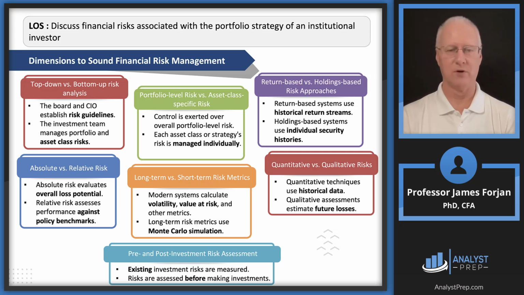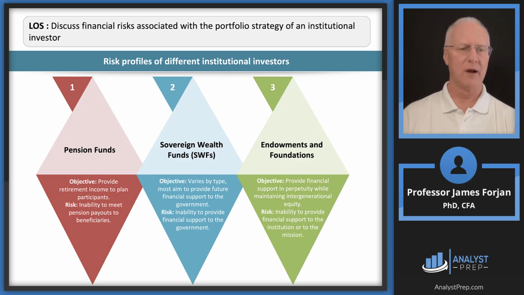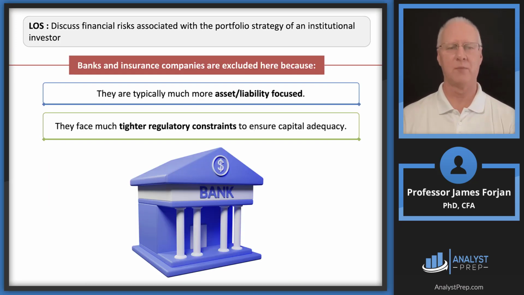You know about absolute versus relative risk. We've done this multiple times. I'll just tell you, what are those great examples of absolute risk? Something like standard deviation. Relative risk, something like beta. But what we're focused here then is the overall potential for loss. Remember, what was the goal back here? Let me just take this one here. Provide retirement income to plan participants.